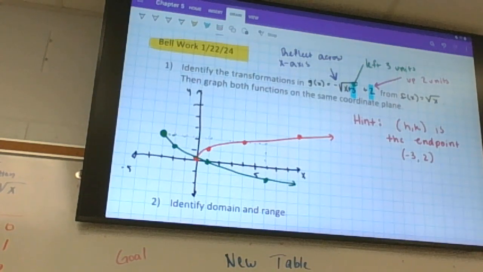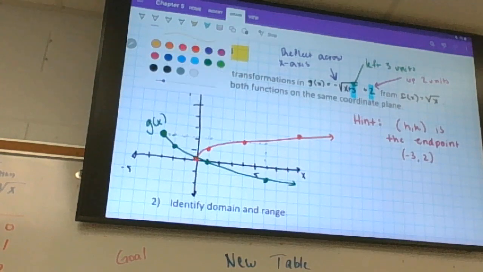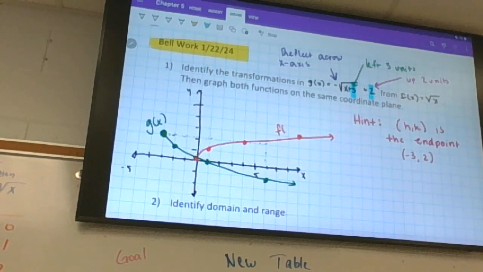So think for a minute about domain and range of the green function. Let me label that. That one's the g of x. The red from Friday, see after that.